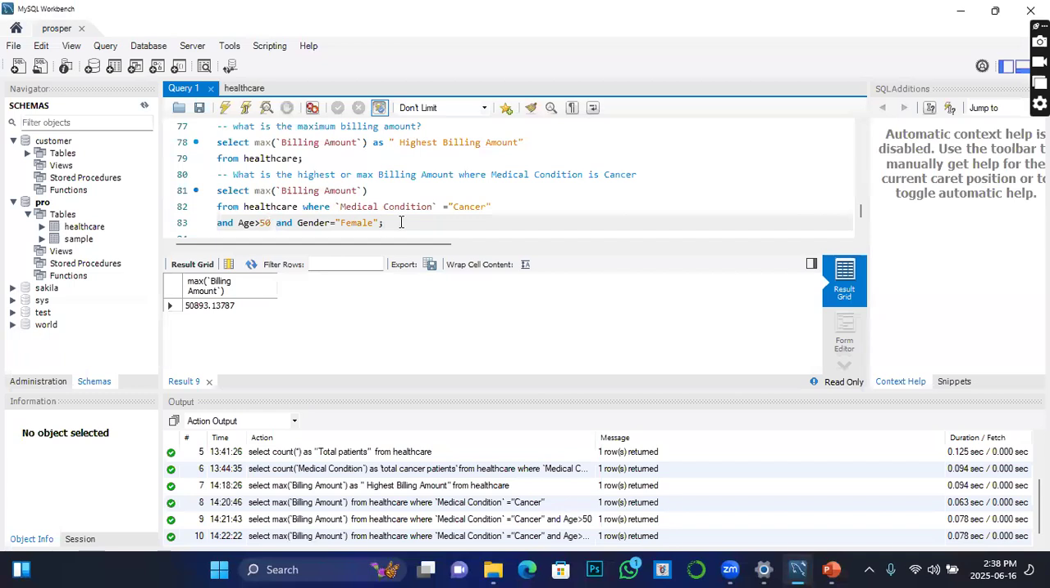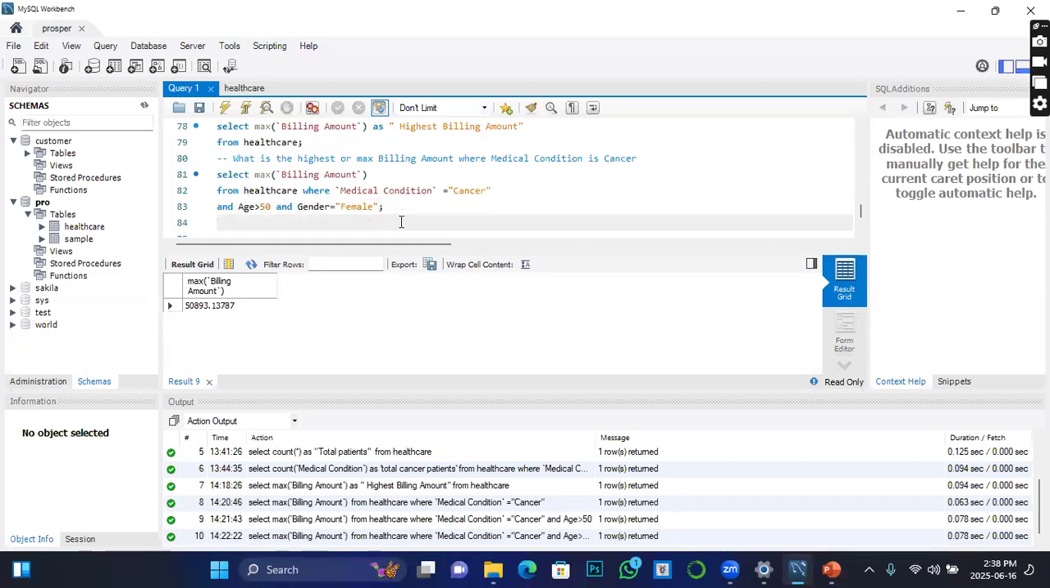And then we say bye-bye to SQL. Go and start exploring. Application of group by function in SQL.